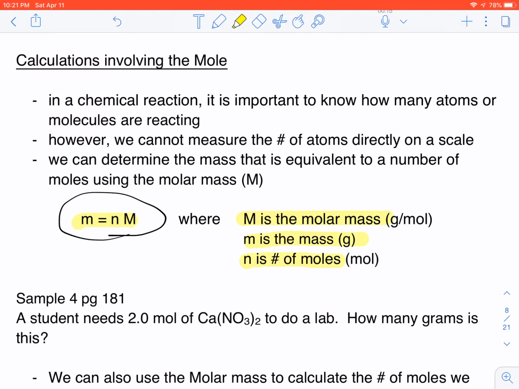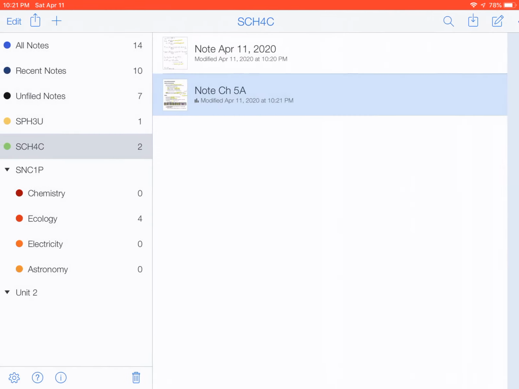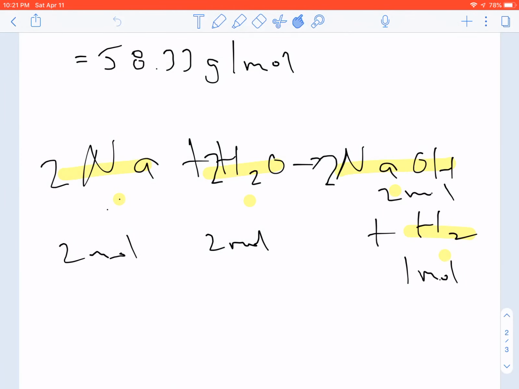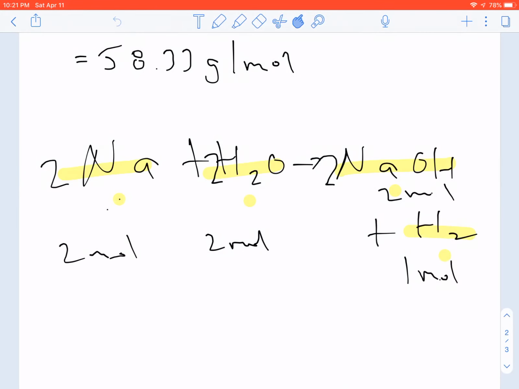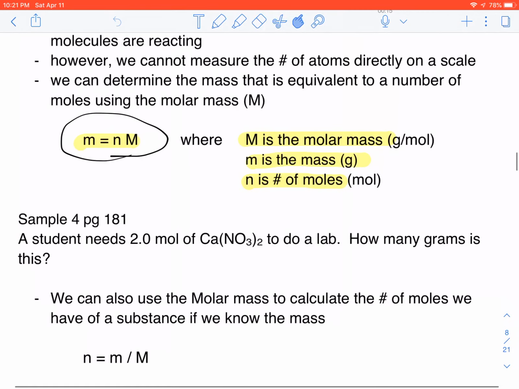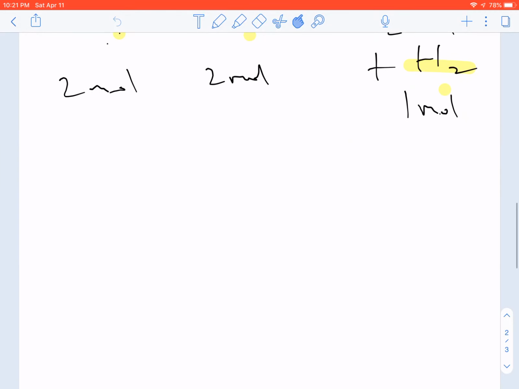So the sample problem here says a student is doing a lab and they need 2 moles of calcium nitrate to do the lab. It says how many grams does the person need. So if I go back, it says the person needs 2 moles of calcium nitrate. Okay, so if I need 2 moles of calcium nitrate, it says how much mass do I need to weigh out?